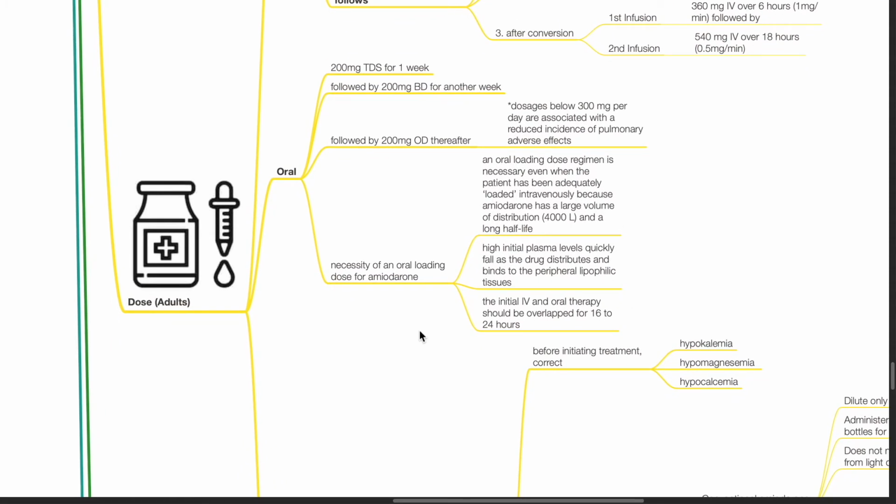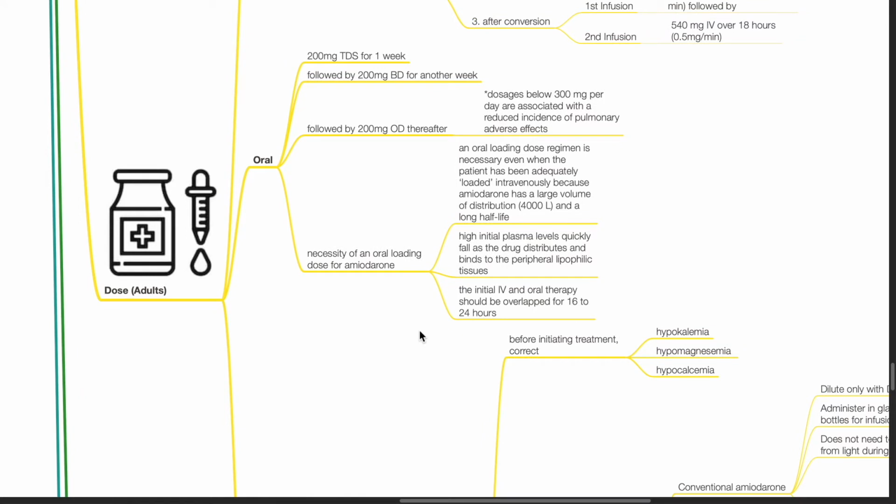The necessity of an oral loading dose for amiodarone. An oral loading dose regimen is necessary even when the patient has been adequately loaded intravenously, because amiodarone has a large volume of distribution and a long half-life. High initial plasma levels quickly fall as the drug distributes and binds to peripheral lipophilic tissues. The initial IV and oral therapy should be overlapped for 16 to 24 hours.